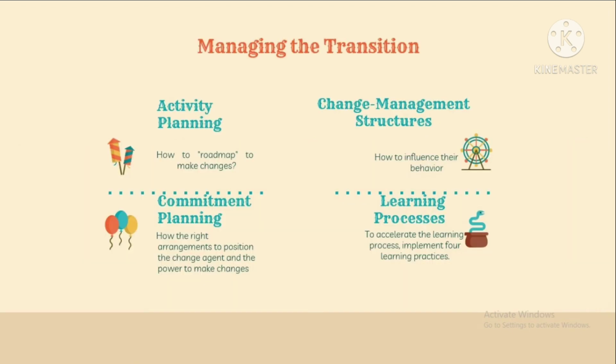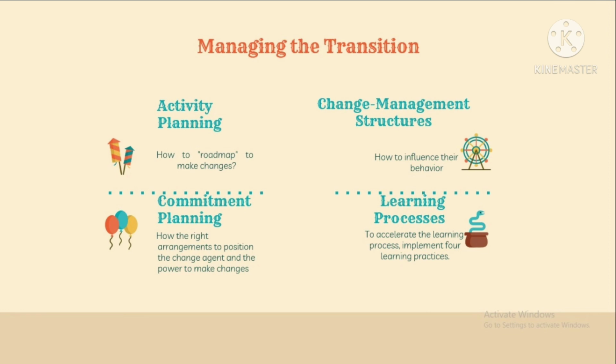In managing the transition, a broad set of activities involves managing the learning process during change. The first is activity planning. In activity planning, we should know the roadmap to make change. Second is commitment planning. We should know the right arrangement to position the change agent and the power to make change. Third is change management structure. We should know how to influence their behavior. And the last is learning process.